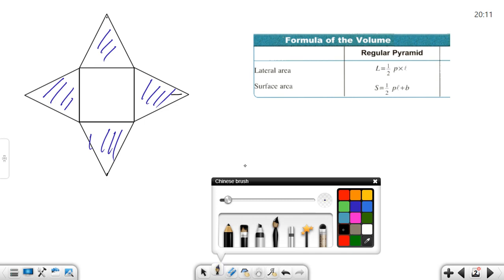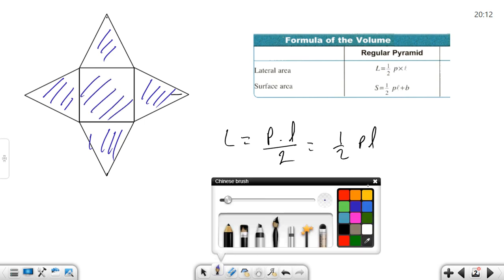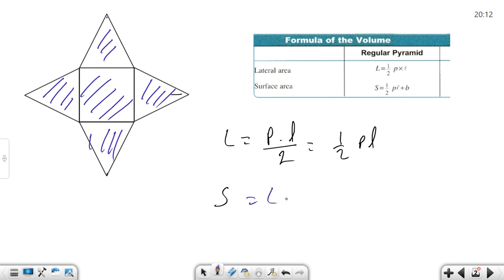So how will we calculate the lateral area of any pyramid? Lateral area equals perimeter multiplied by slant height divided by 2. Instead of that, you can write 1 over 2 perimeter, all multiplied by slant height. These are the same things. What is surface area? For surface area, we need to add the base: surface area equals lateral area plus area of the base. That's all.